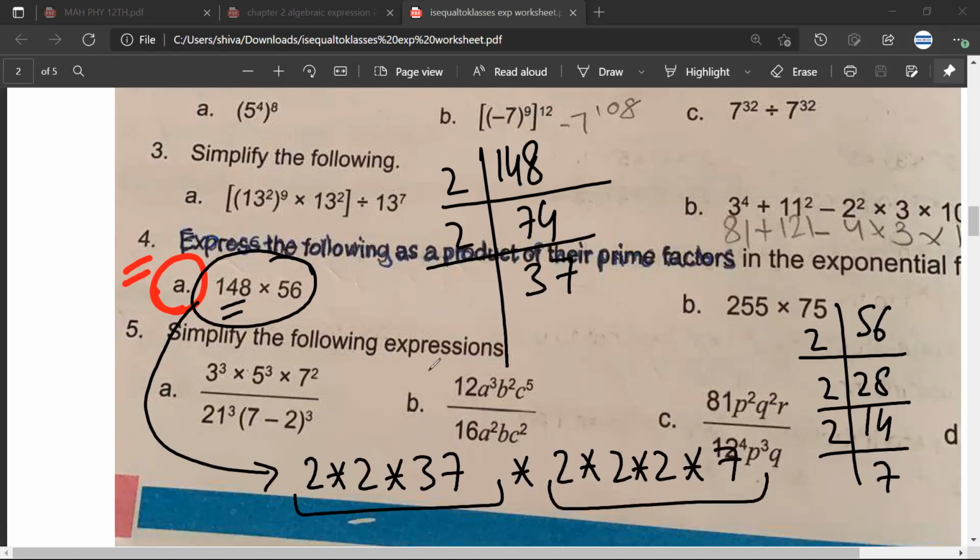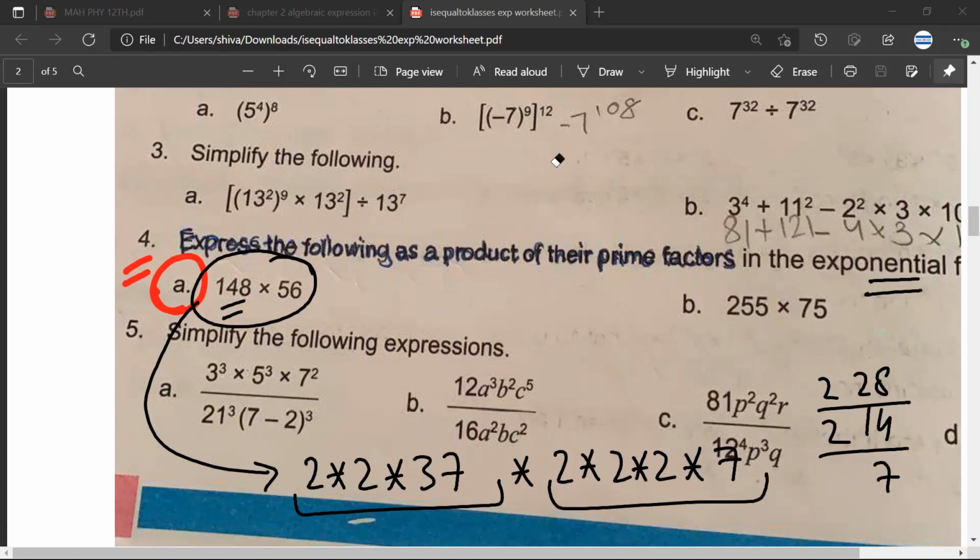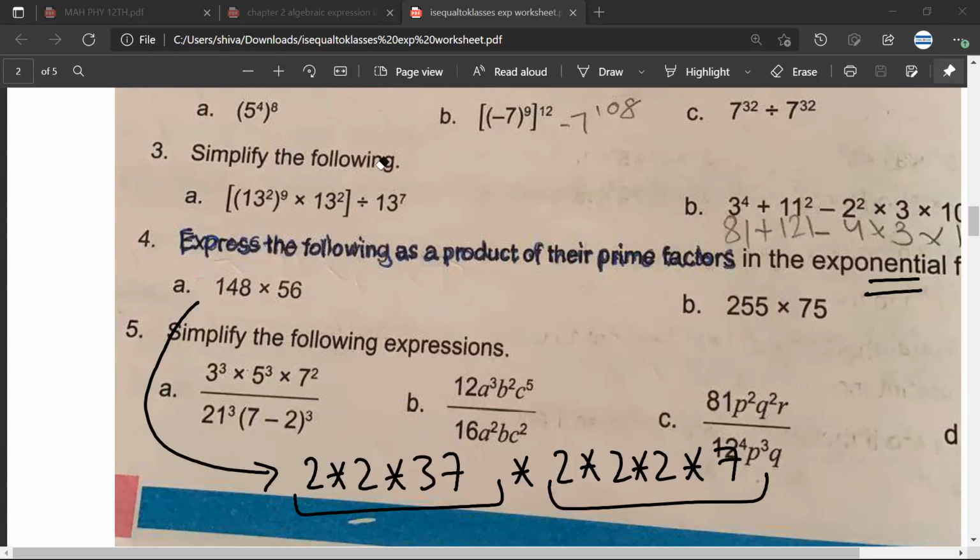Then Satya, what should I write in exponential form? I did the prime factorization, but I didn't understand what we have to do ahead. Mr. Ariman, what should I do next? So all the alike ones, we'll count all the 2's. So there are 5 2's, so we'll write 2 to the power of 5. Then there is only one 37, so we'll write 37. Then there's only one 7, so we'll write 7.